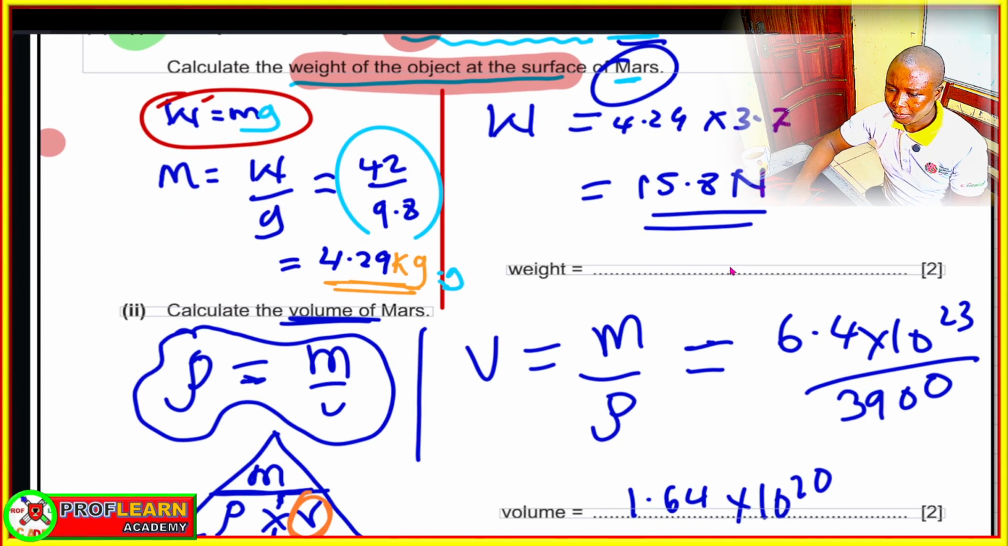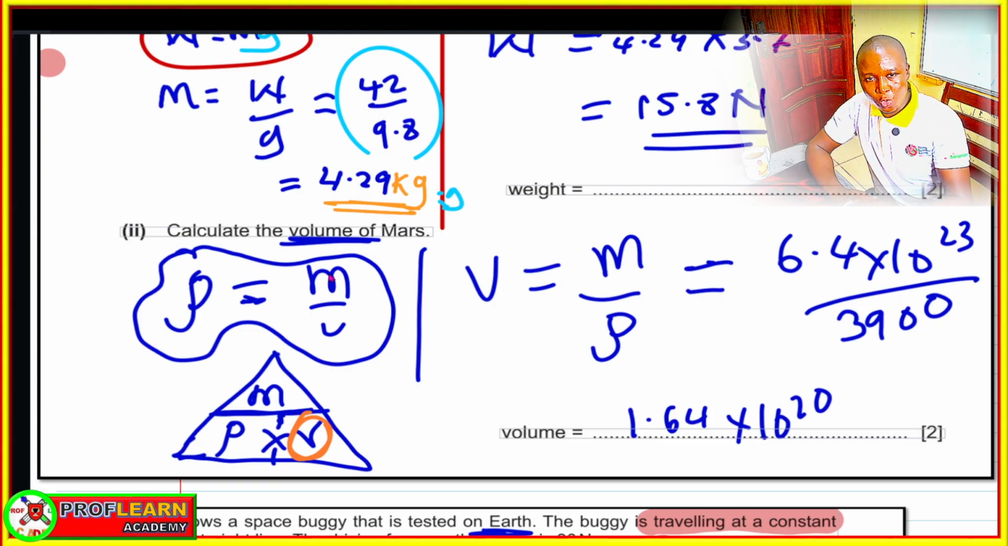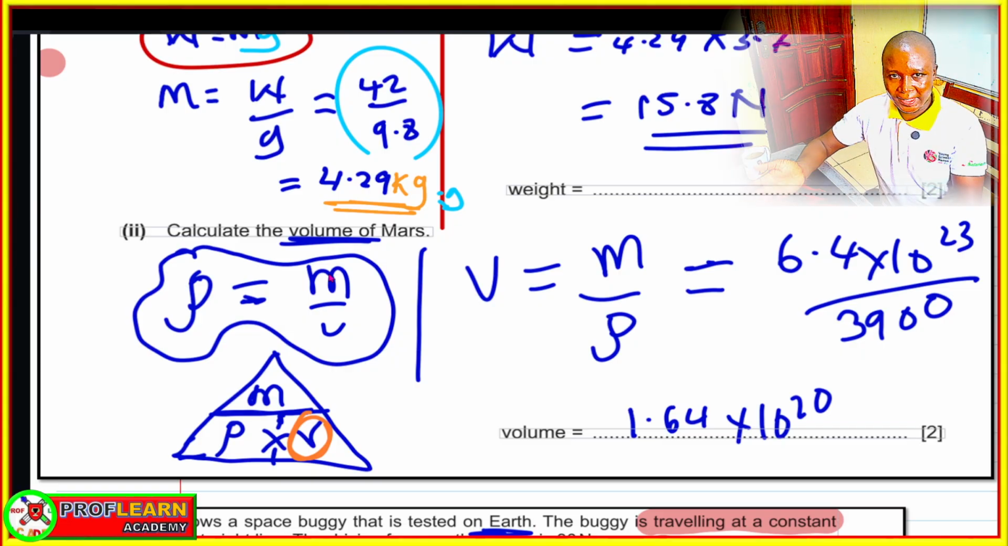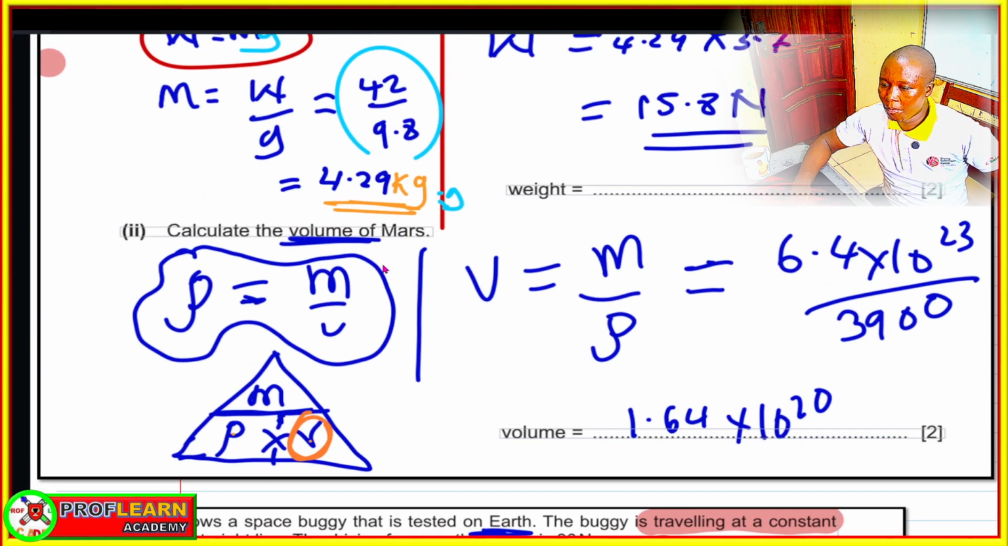And then calculate the volume of Mars. Candidates were supposed to remember that density is mass over volume. This coming exam, you must have a question to do with density, but you need to understand the formula, then you use the information that is provided for you to earn those marks. Then the triangle formula for this is, density is mass over volume. Then mass should be density times volume. But volume will be mass over density.